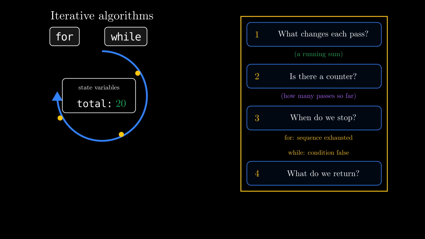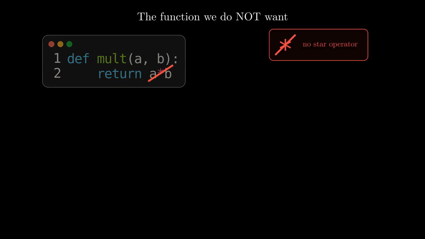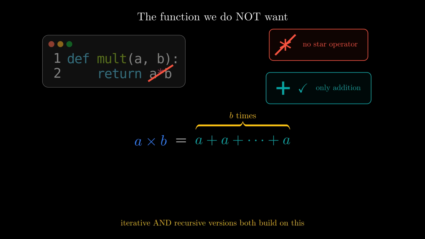To see how differently recursion thinks, we will now solve one problem both ways, multiplying 2 numbers. Here is the multiplication function we refuse to write, mult of a and b returning a * b. That is just the built-in operator doing all the work. Instead, pretend the star does not exist. Assume the only operation we know is addition. Multiplication has to be rebuilt from that alone, and the definition tells us how. Multiplying a by b means adding a to itself, b times. Every version we write, iterative or recursive, is some strategy for organizing those repeated additions.